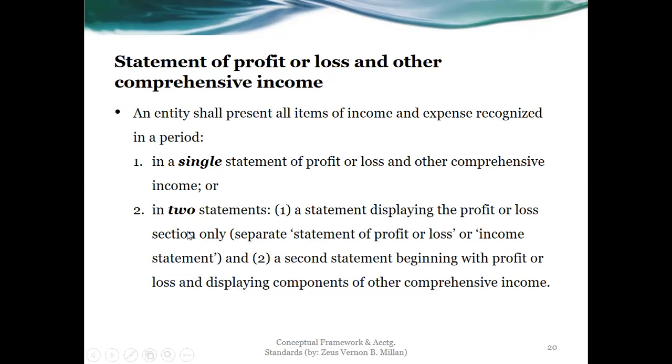But if it is two statements, the first statement would show the profit or loss or income statement version, and the second will carry forward the profit or loss balance, and the continuation will be the OCI to make the total comprehensive income.